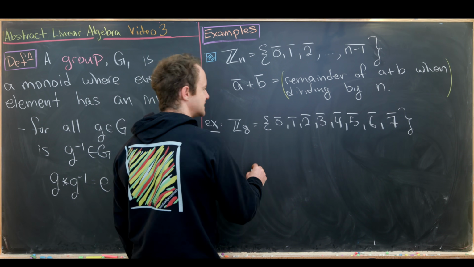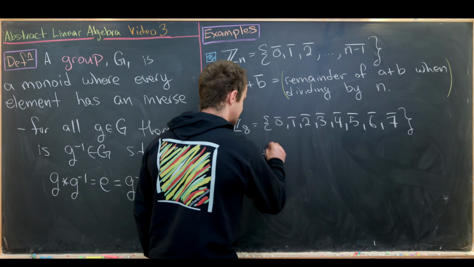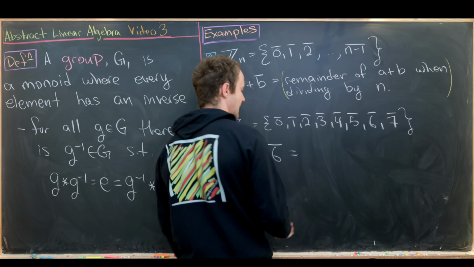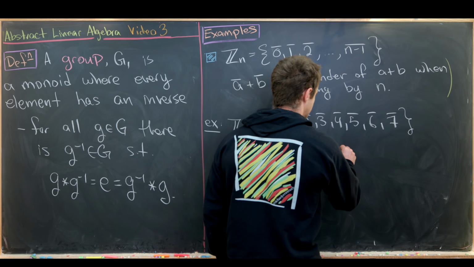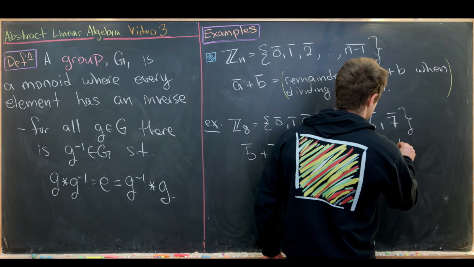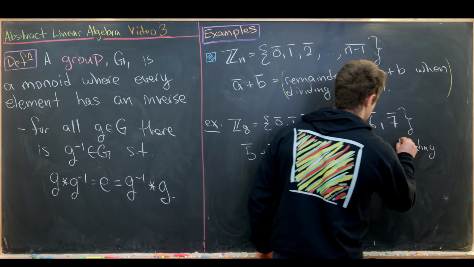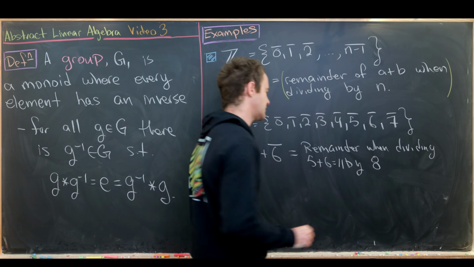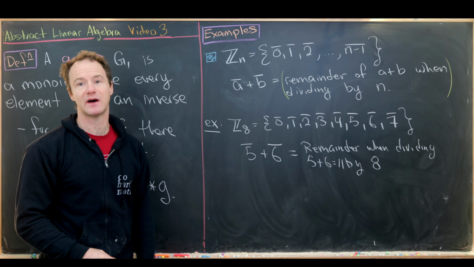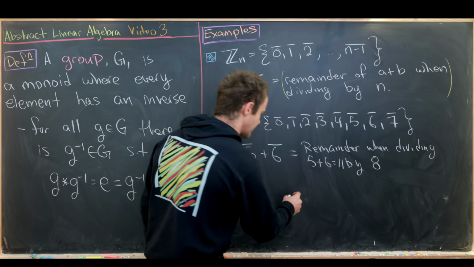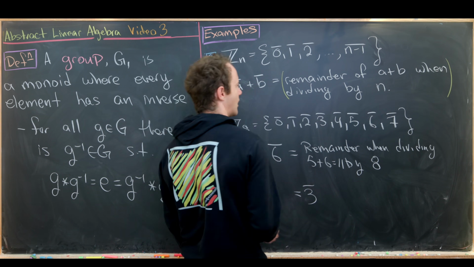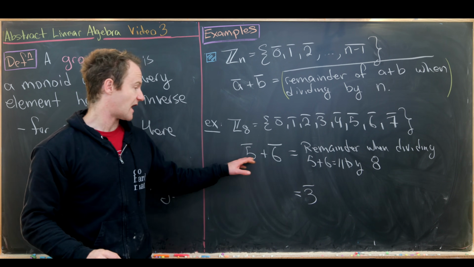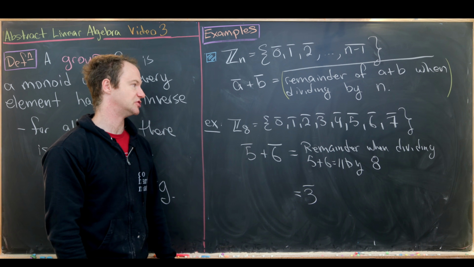So let's see. If we wanted to, for instance, do 5 bar plus 6 bar, we would need to find the remainder when dividing 5 plus 6 by 8. So let's write that out. So the remainder when dividing 5 plus 6 by 8. Well, notice 5 plus 6 is 11. If we divide 11 by 8, we get a quotient of 1 and a remainder of 3. So that means here we get 3 bar. Maybe I should put here, this is the bar of this. So 5 bar plus 6 bar is equal to 3 bar.